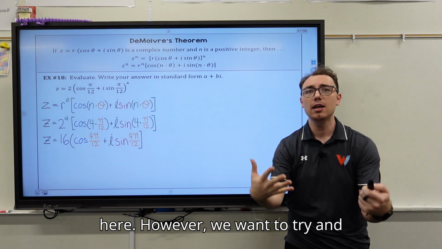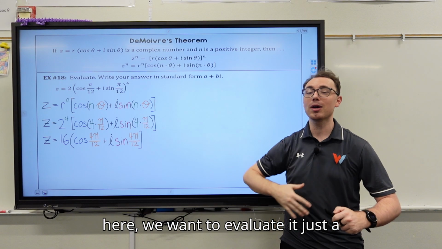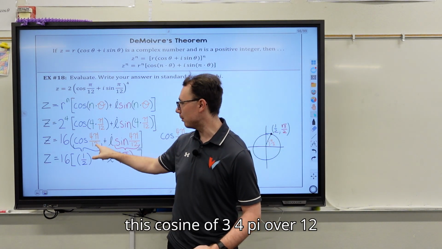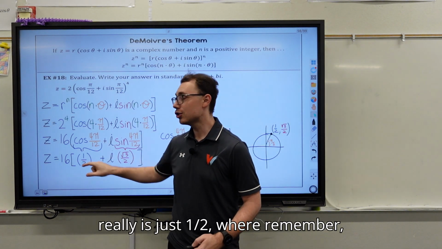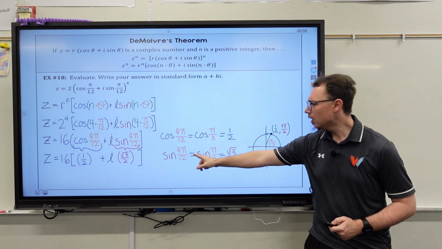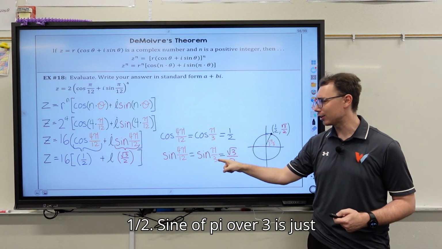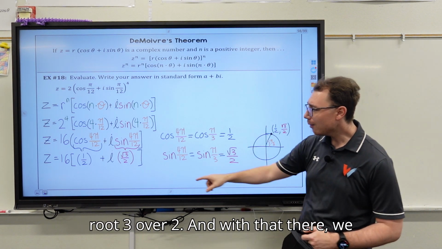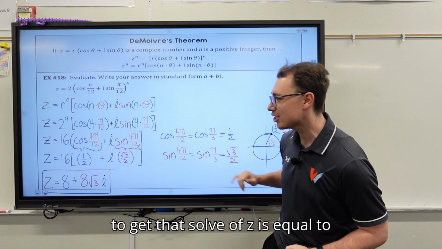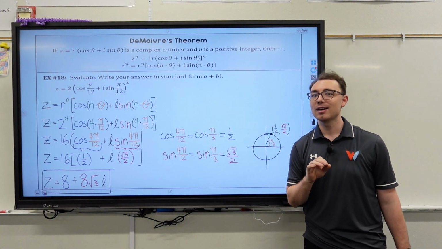However, we want to evaluate this in standard form. For this here, we want to evaluate it just a little bit more, or we can say that this cosine of 4 pi over 12 really is just 1/2, where remember, 4 pi over 12 is just pi over 3, where cosine of pi over 3 is just 1/2. Sine of pi over 3 is just root 3 over 2. And with that, we can multiply in and distribute that 16 to get that z is equal to 8 plus 8 root 3 i.